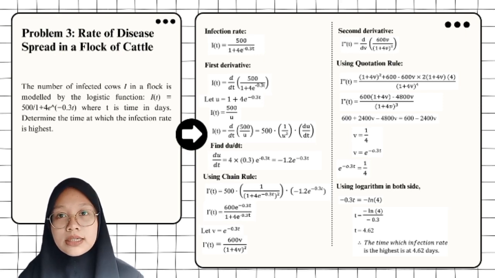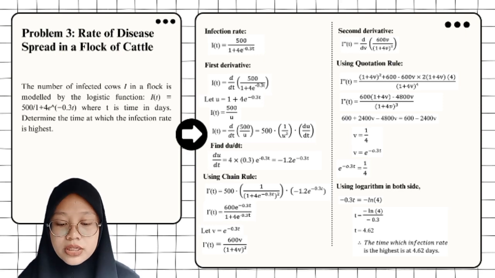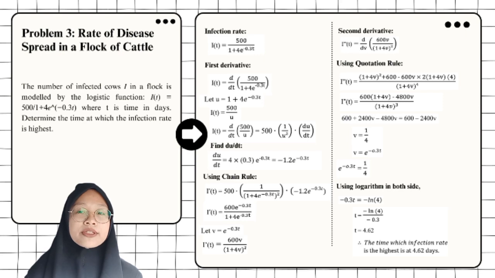To conclude this, the time at which the infection rate is the highest is at 4.62 days, or we can say that it is between day 4 and day 5.